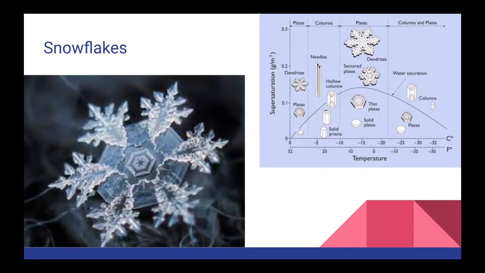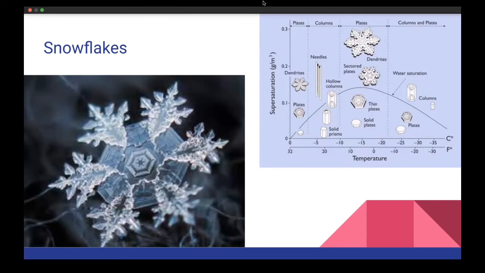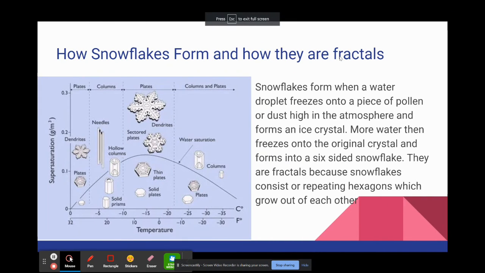Learning about fractals and iteration has helped us see the world in a way we couldn't before. For example, when we see snow falling from the sky now, what do we see? Do we see fractals or do we just see snow? Overall, this project has helped us better understand what a fractal is and how it is shown in nature. How snowflakes form and how they are fractals.